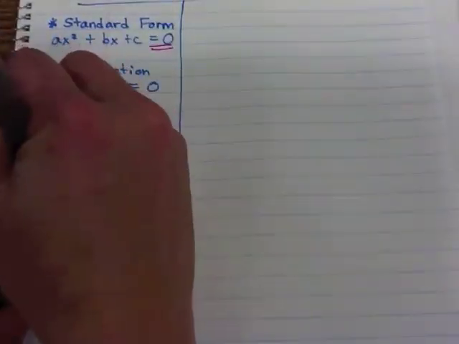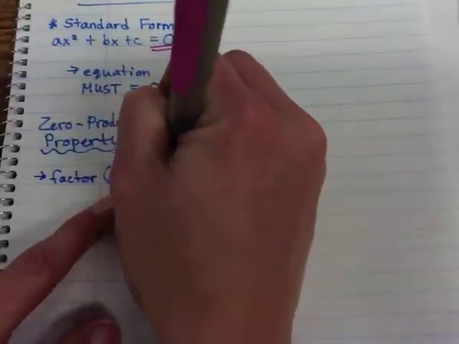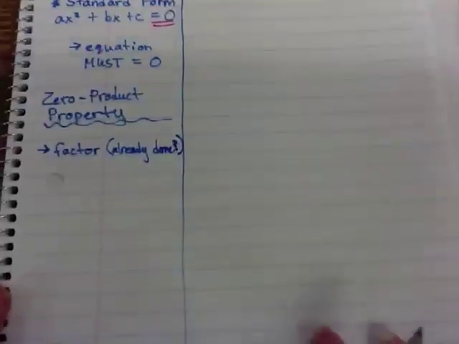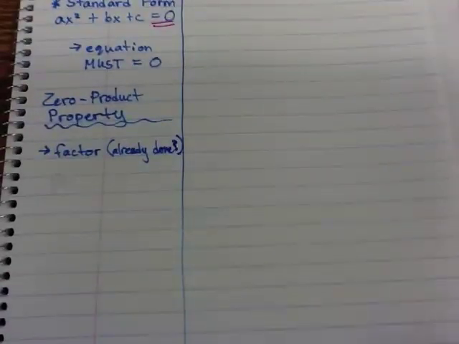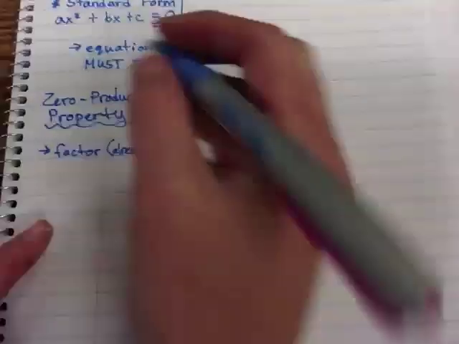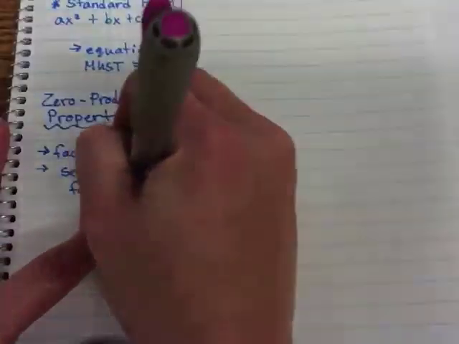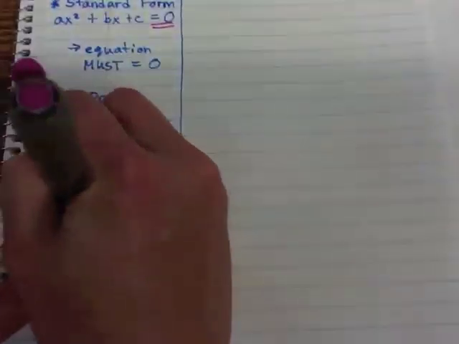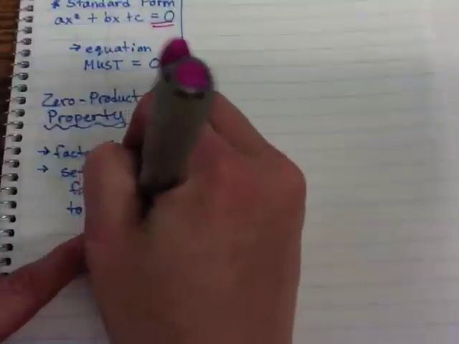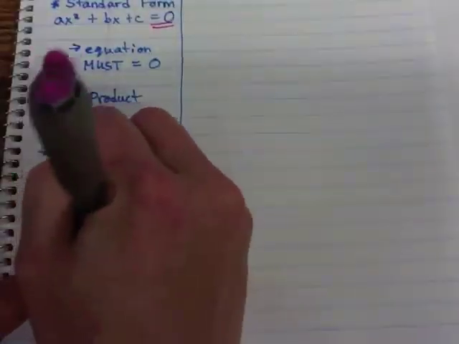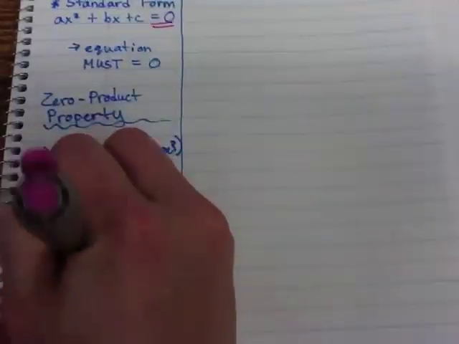Okay, you're going to factor. Sometimes it's already done, like I said. Just give yourself a little question there: is it already done? Do I even need to factor? I'm going to set each factor equal to 0 and solve for the variable.